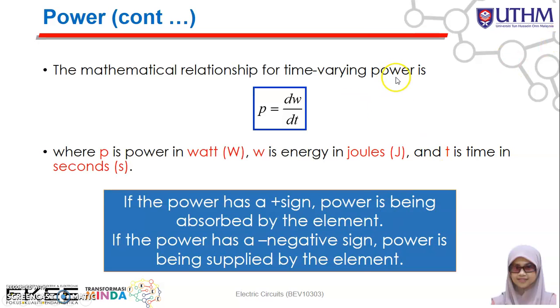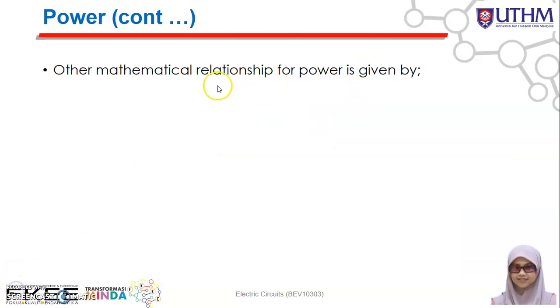Later on we are going to see in detail how to calculate it. The relationship for power can also be given by P is equal to I multiplied by V. Current multiplied by voltage is also equal to power.